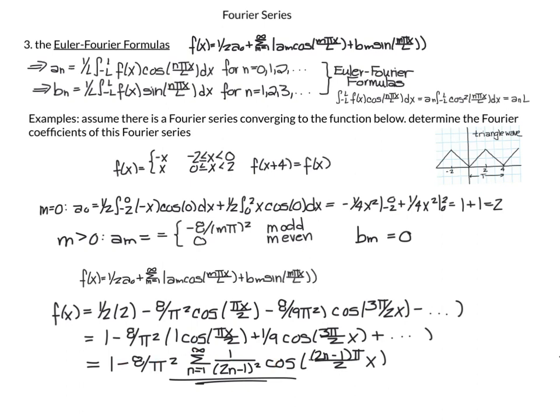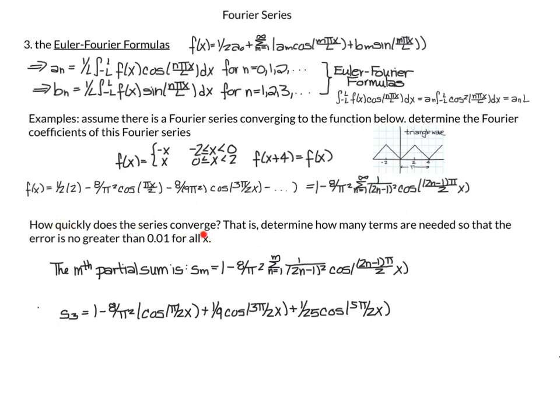Of course, you're not going to go from n equals 1 to infinity, but even if you tried n equals 1 to 5 and you plug this in, you'll see that the cosines, when you add them together, quickly start to look like a triangle wave, which is kind of amazing. In particular, we can ask, how quickly does this series converge? In other words, determine how many terms are needed so the error is no greater than 0.01 for all x. In other words, approximating this triangle wave with 1 minus the sequence of cosines.